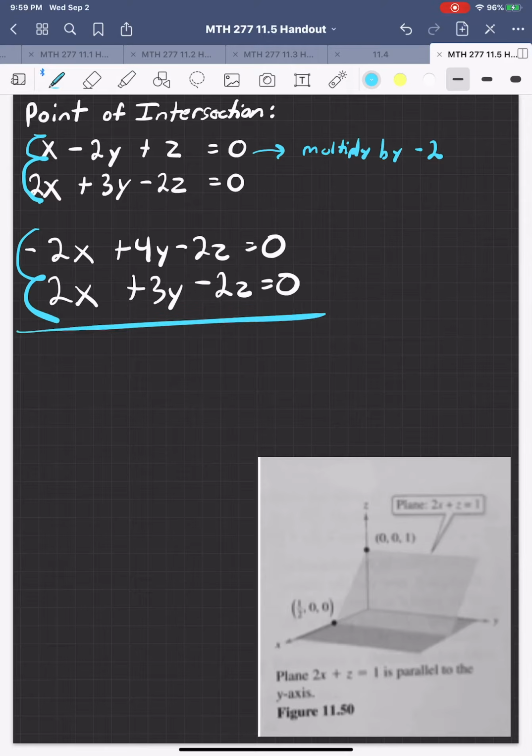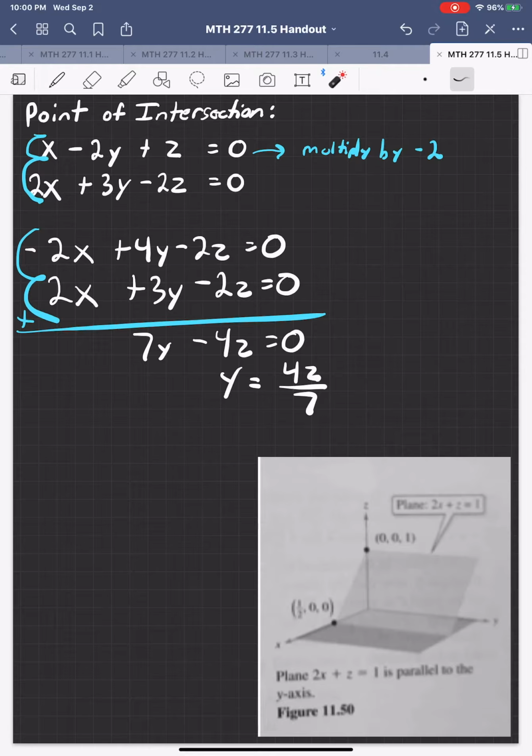And if I were to add, I end up with 7y minus 4z equals 0. Now, I'm going to use a shortcut here since we're trying to get to a parametric description. I'm going to go ahead and solve this equation for y. So y is equal to 4z over 7.